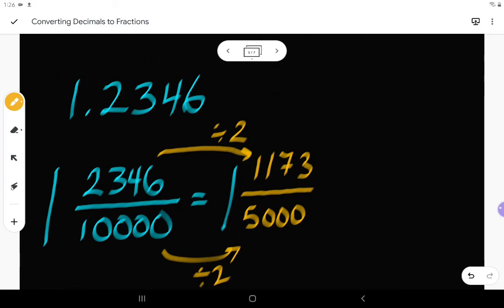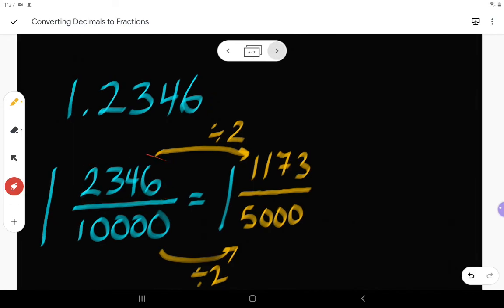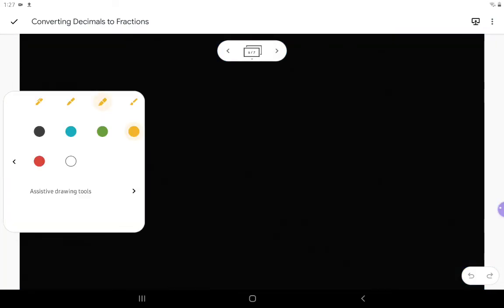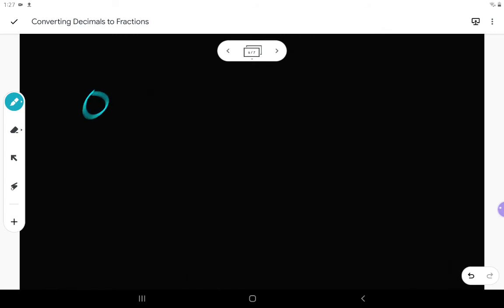Okay, so key ideas to take away. Count how many decimal places on the right-hand side of your decimal point. Put that same number of zeros on the right-hand side of a 1. That's your denominator. Take all those numbers from the right-hand side of your decimal point and simply put them up top.